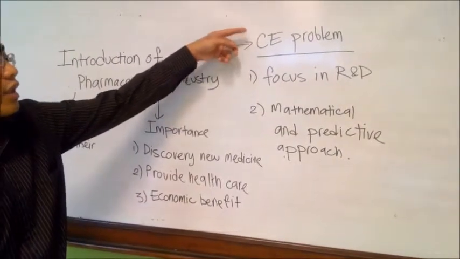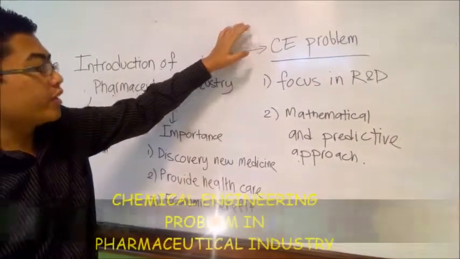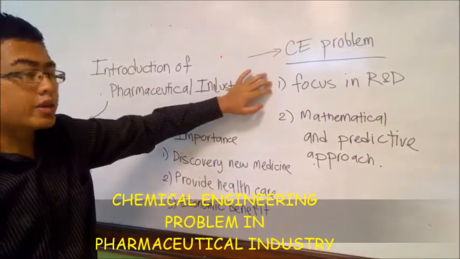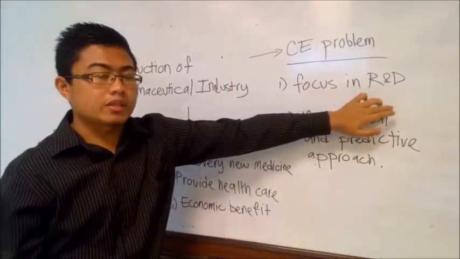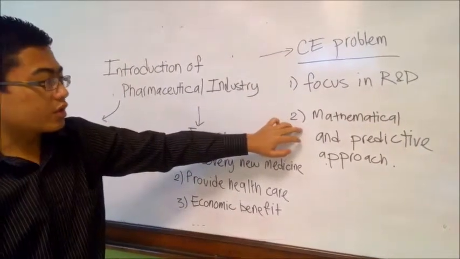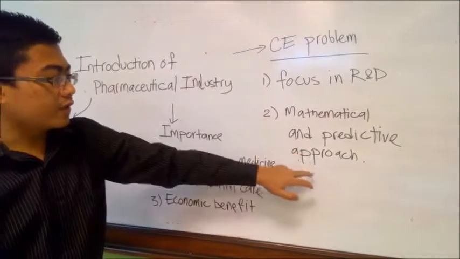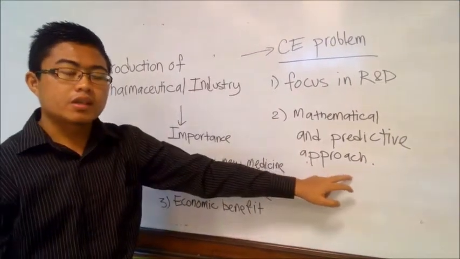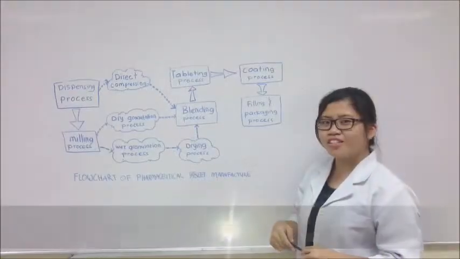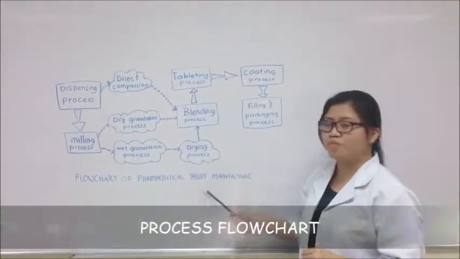Moving on, this is a chemical engineering problem in this industry. Mostly the chemical engineers will focus on research and development. They will heavily use mathematical and predictive approaches to solve the pharmaceutical problem. Now let us see the flowchart of pharmaceutical tablet manufacture.